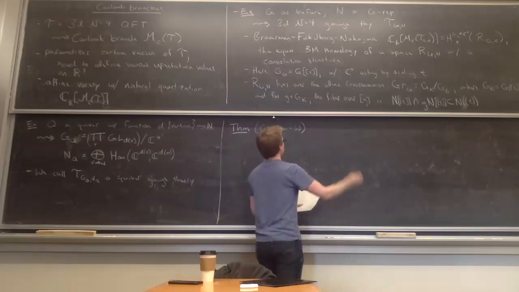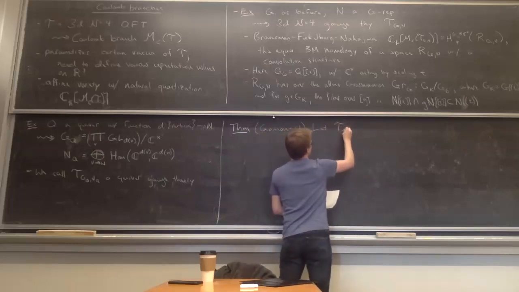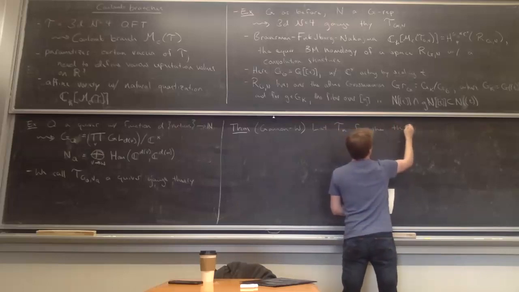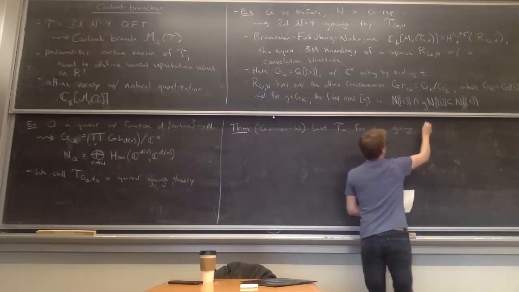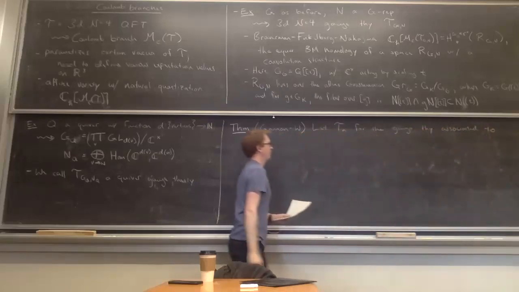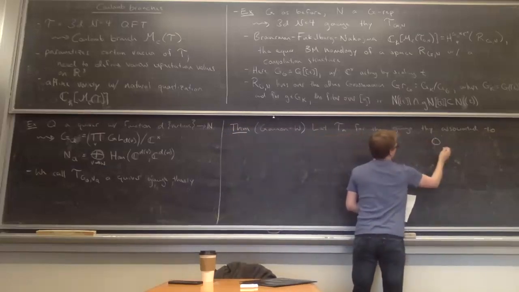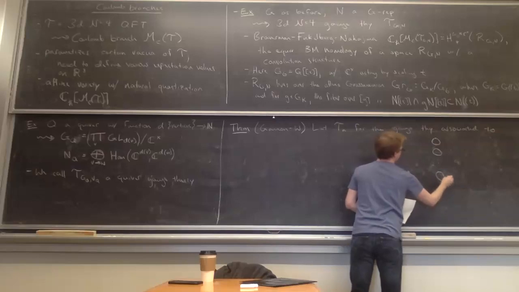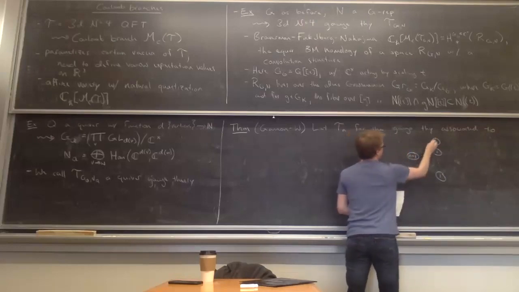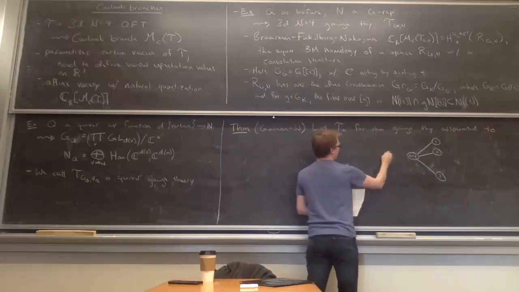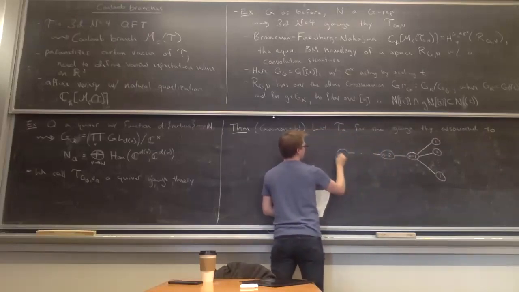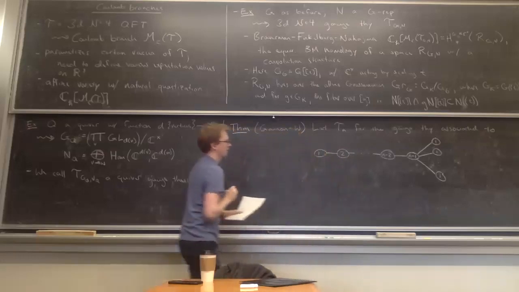So let me write T_N for the gauge theory associated to the following quiver. On one end, I will have a bunch of vertices labeled n, and then these are attached to an A-type quiver with descending indices like this. Right, so there's a labeled quiver.